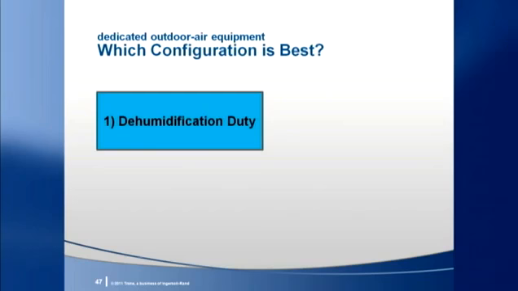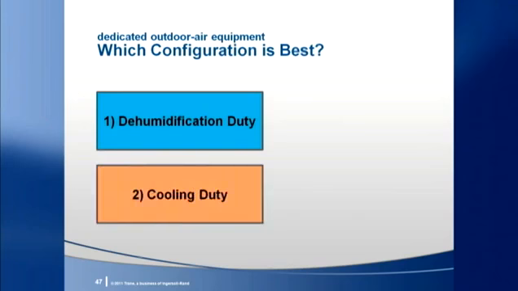First, what's the dehumidification duty of this unit? That is, how dry does it need to be to dehumidify the air? Second, what's the cooling duty? There will be separate equipment in the space to maintain space temperature. How much of the space cooling load can be removed by the dedicated outdoor air unit?